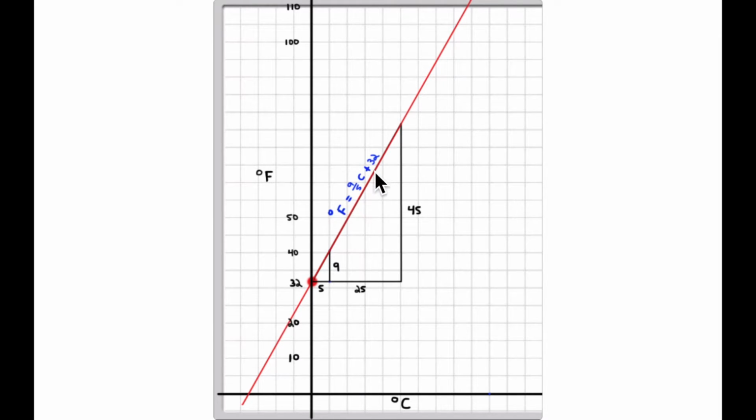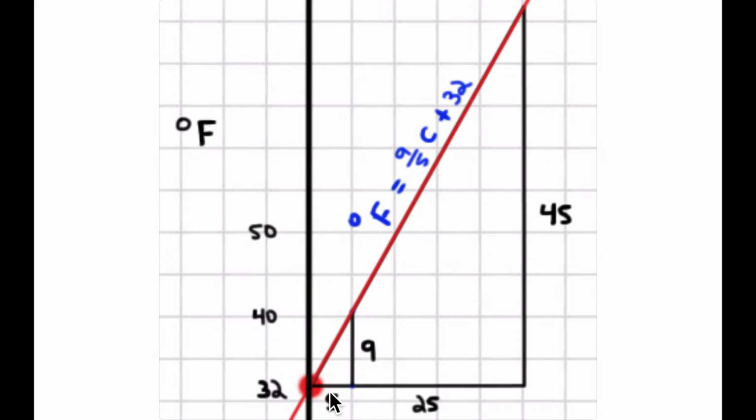Remember that the y-intercept is at 32. So this is 5 units, and this goes up 9 units. So you see it's a little bit beyond there. This is 5 right there, and then another 4 right here. You have to just kind of guess a little bit. It's a little bit easier to see 25, and this goes up 45.